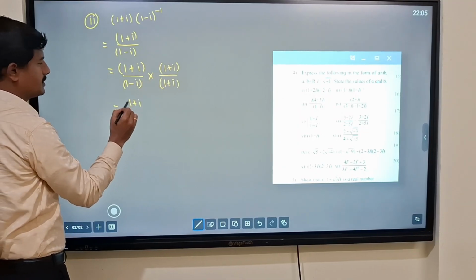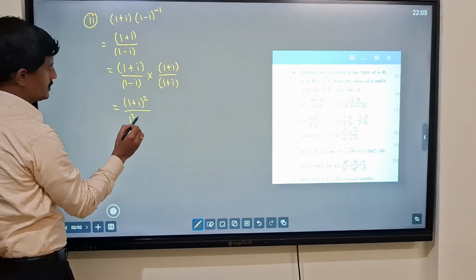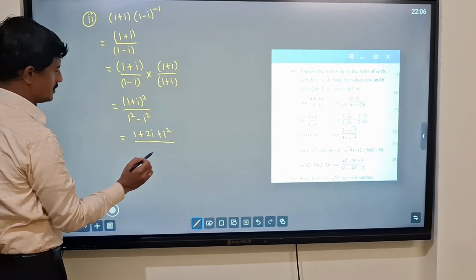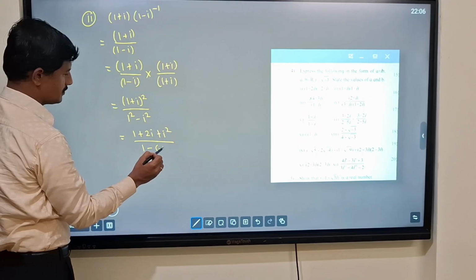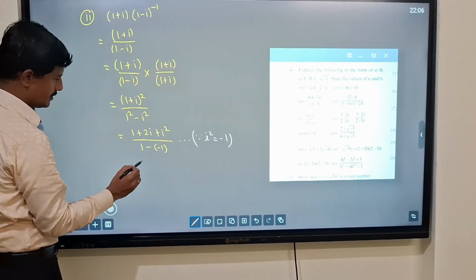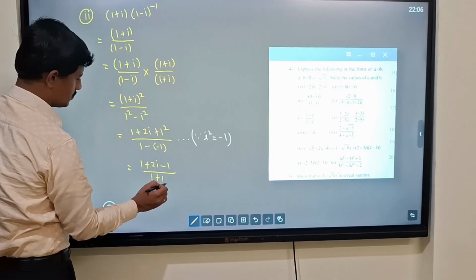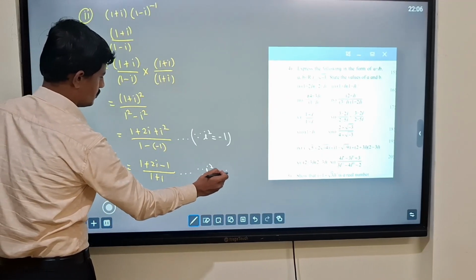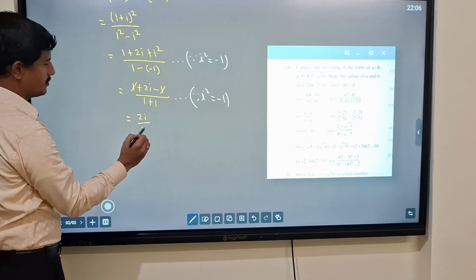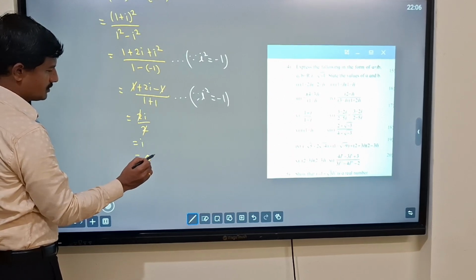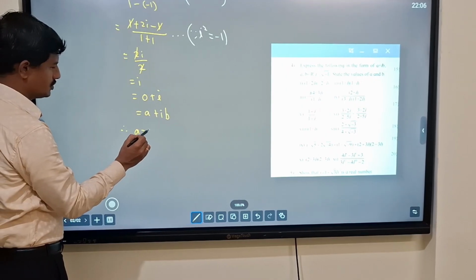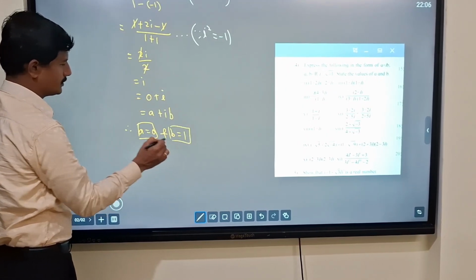These two are same terms, so this becomes (1 plus i) whole square upon, this is (a plus b)(a minus b), so 1 square minus i square. So the expansion of this is 1 plus 2i plus i square upon 1 minus of minus 1, because i square equal to minus 1. Same here, 1 plus 2i minus 1 upon 1 plus 1. This 1 minus 1 gets cancelled. This becomes 2i upon 2, so 2 gets cancelled. This is i. We can write this as 0 plus i is equal to a plus ib. Therefore a is 0 and b is 1 on comparing.